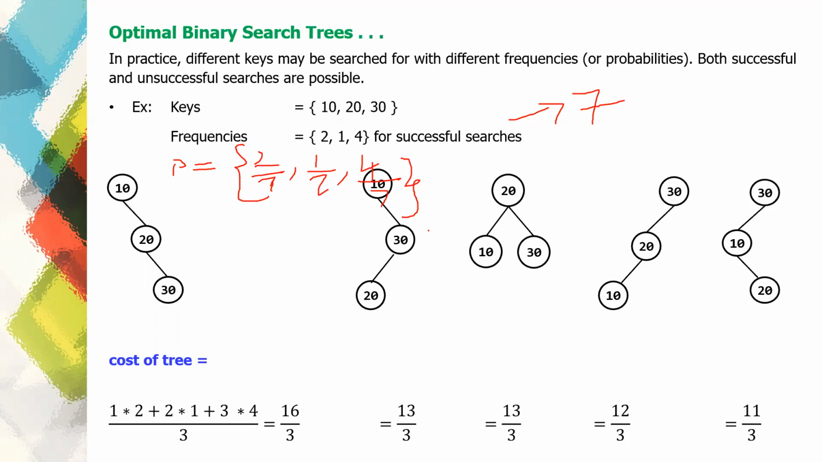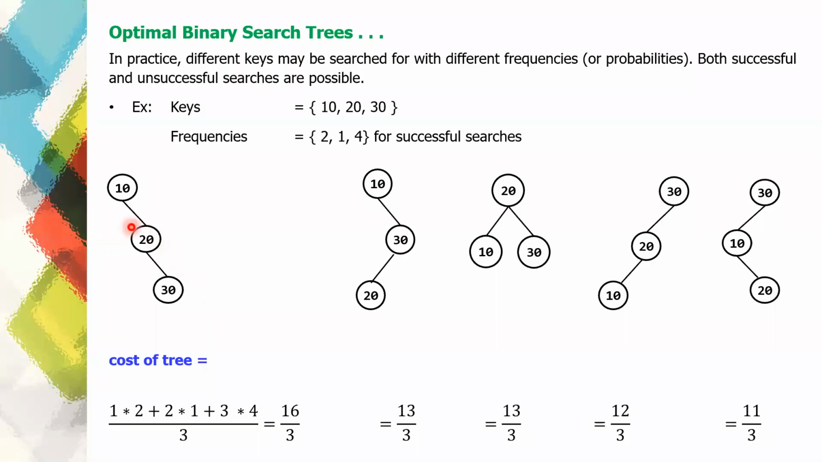Then again, there will be successful searches, and there will be unsuccessful searches. Okay, so what is a successful search? A successful search is where the user tries to search for 10, 20, and 30, the keys that are available in the tree. If the user is trying to search for the keys available in the tree, it is a successful search. Instead, if the user is trying to search for some number like 15, which is not there, then it will be an unsuccessful search. Okay, now we'll talk about only successful searches and the probabilities.